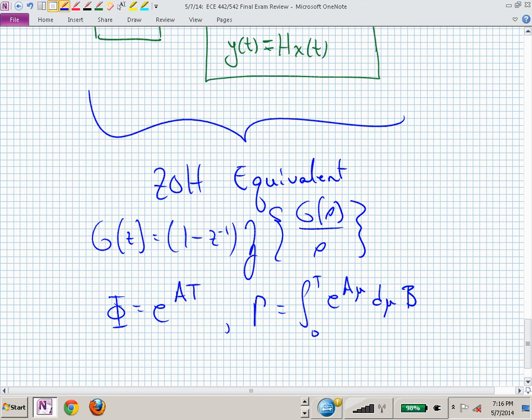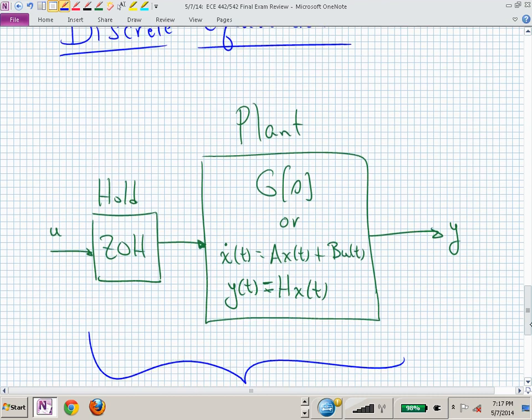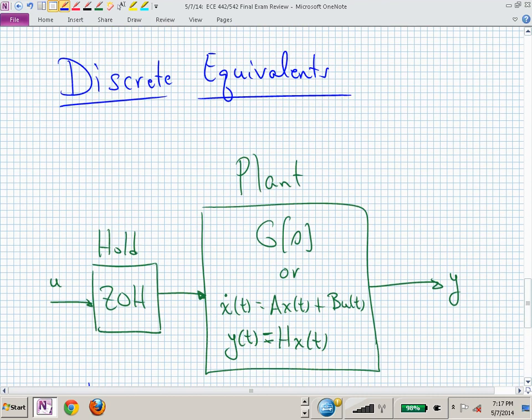Maybe I give you a G of S and I ask you to find the state space zero order hold equivalent. And you could do that several ways, but one way would maybe be to find the G of Z and then get a state space representation. You go up to the very first set of topics and you work your way around that square to find the state space from a transfer function. Is that clear? That's one type of discrete equivalent.